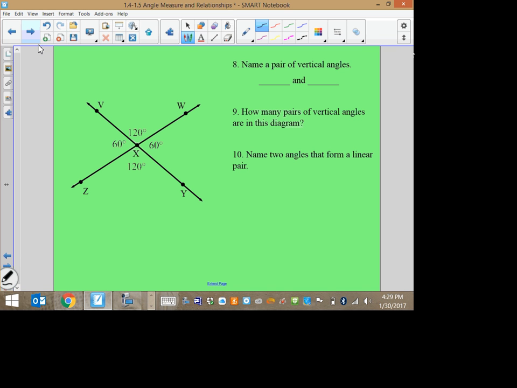Here we see the x, so immediately we think vertical angles. Name a pair of vertical angles. We have angle WXV and angle YXZ. There is another one. We could have angle WXY and angle VXZ. Note that they are opposite sides of the x.